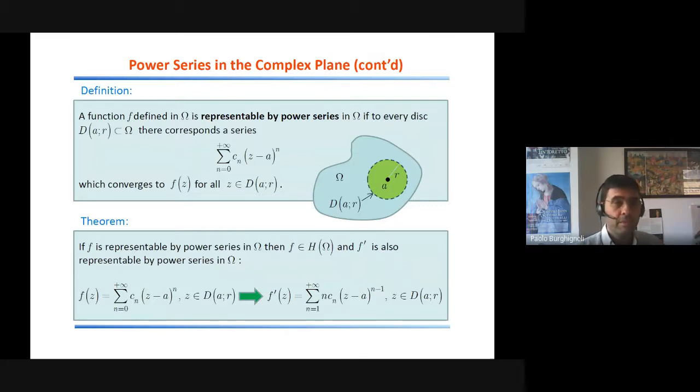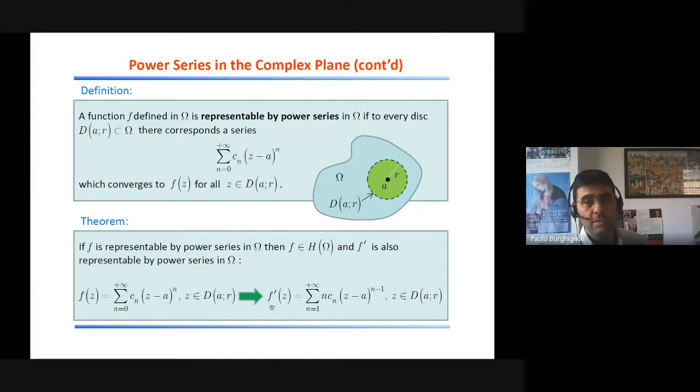And the theorem, the fundamental theorem, is that if a function f is representable by power series in omega, then f is holomorphic in omega. So by means of power series, we have the possibility of defining holomorphic functions. But in addition to that, the first derivative of the function f is also a function representable by power series. And to obtain its representation, what you need to do is to just differentiate the series term by term.